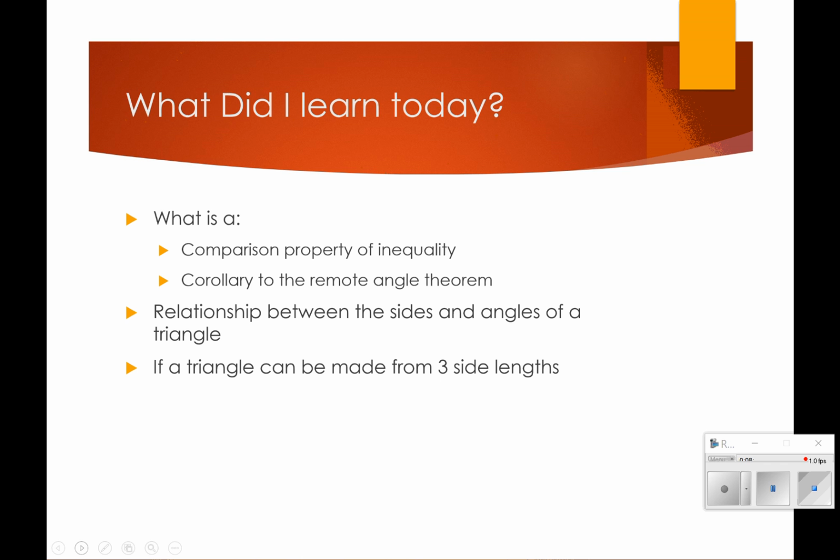And then we talked about the relationship between the sides and the angles of a triangle. And lastly, we looked at whether or not a triangle can be made from three side lengths.